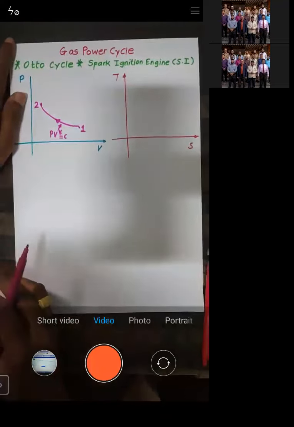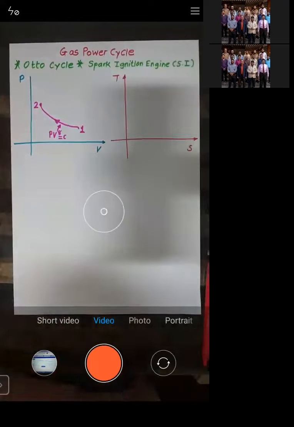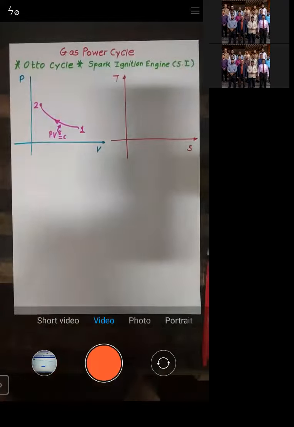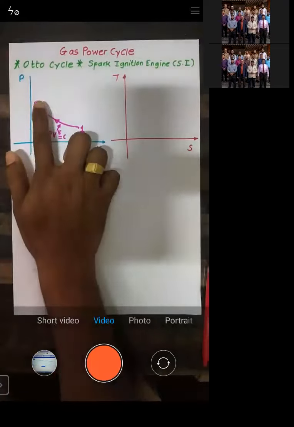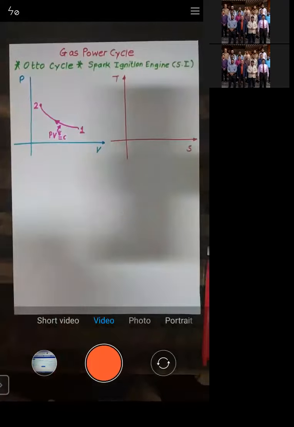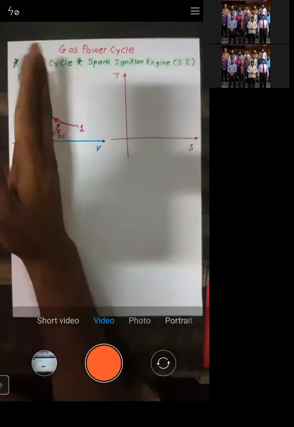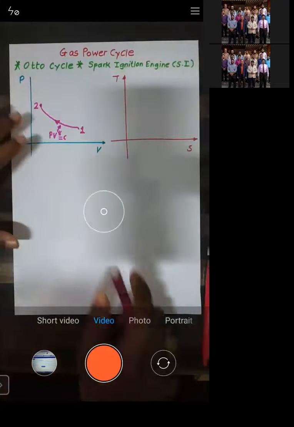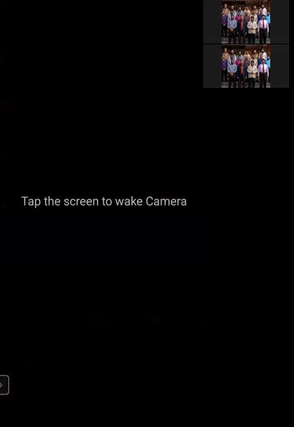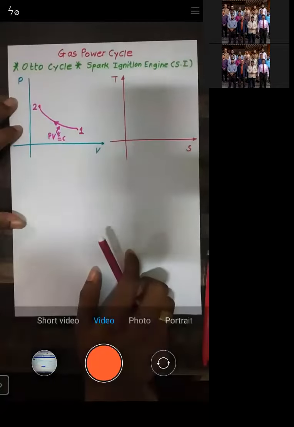1 to 2 is isentropic. But an isentropic process can be either expansion or compression. When we move from 1 to 2, volume gets decreased and pressure gets increased. Such a process is called compression.